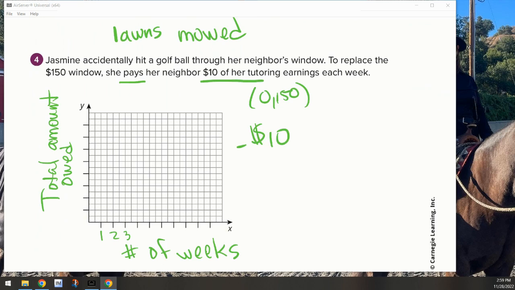So let's see. I'm going to go up by 20, 40, 60, 80, 90. Oh, really? 90 is not 100.